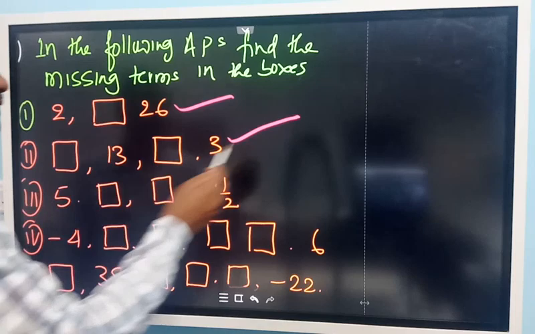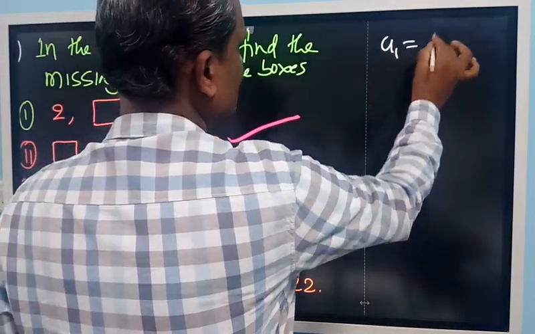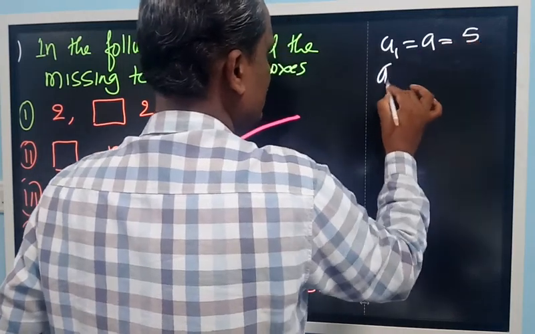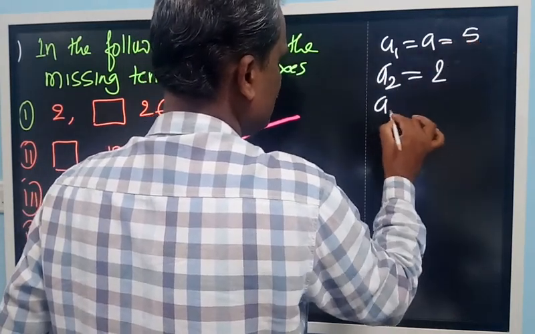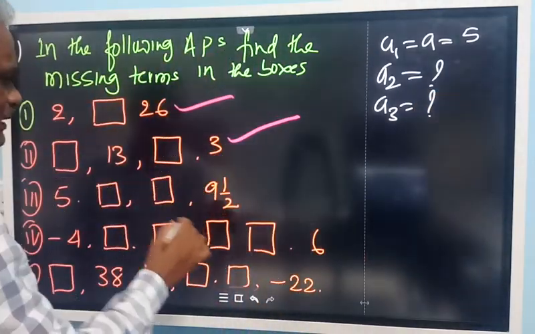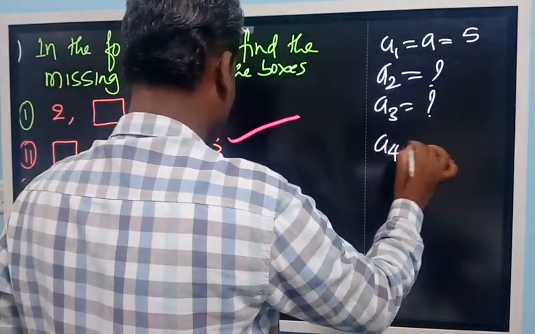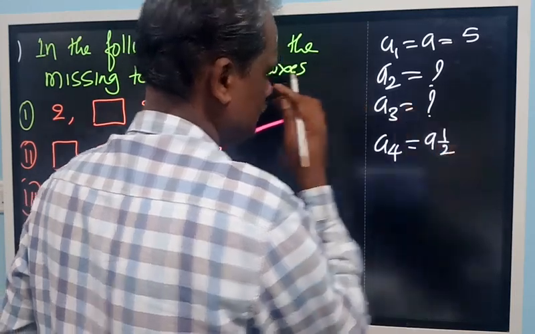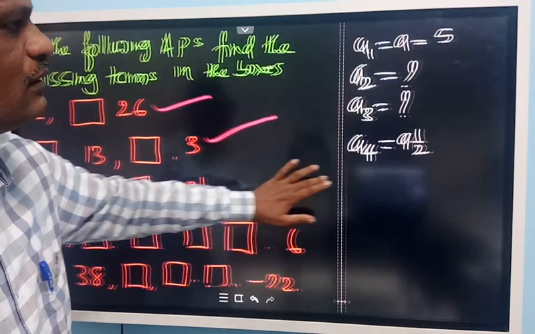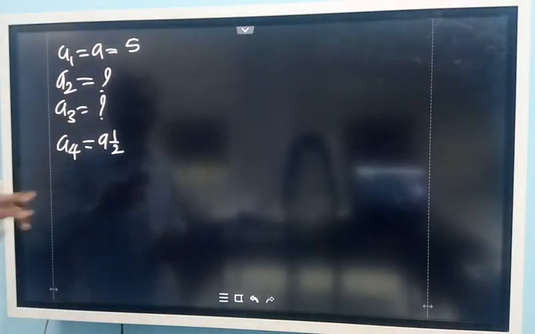First term is given. A1 is nothing but A, and you can write it as 5. Here the second term is missing and the third term is also missing. Both the second and third terms are missing, and the fourth term is given. A4 is equal to 19 by 2. So we need to find out the second and third terms. Use this data to find them.